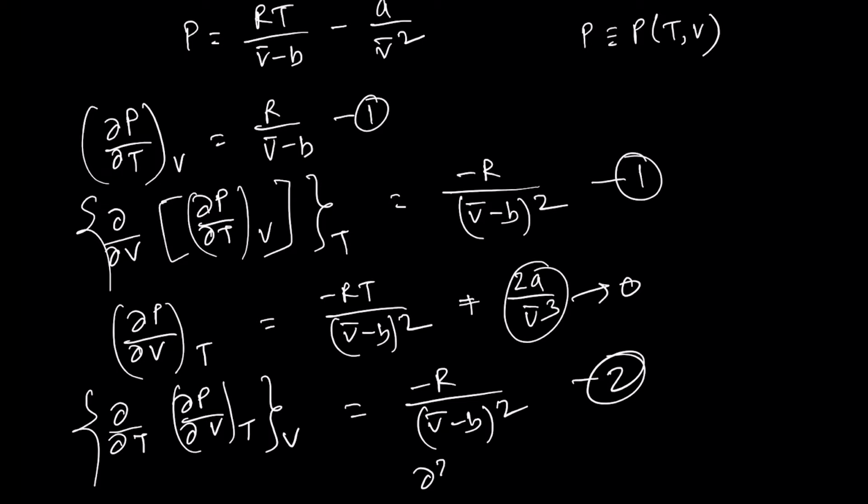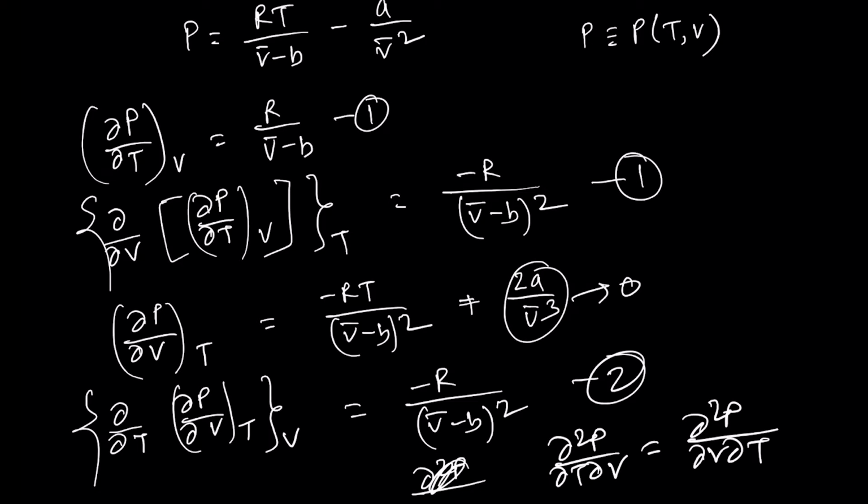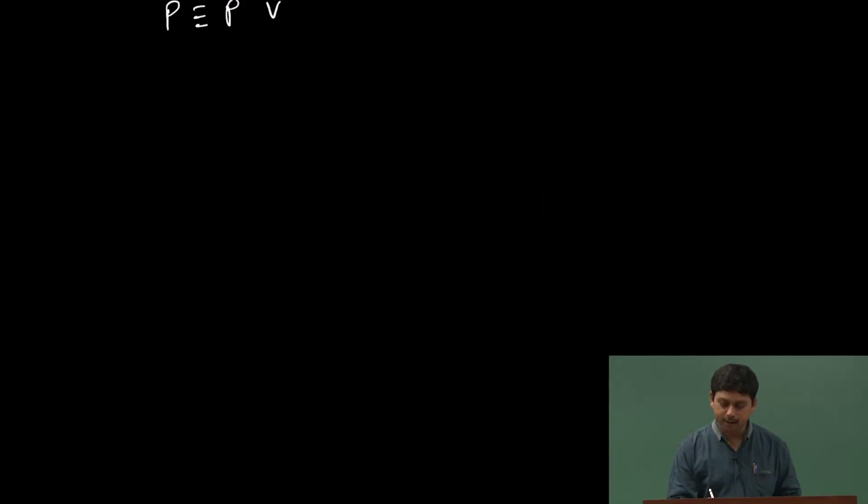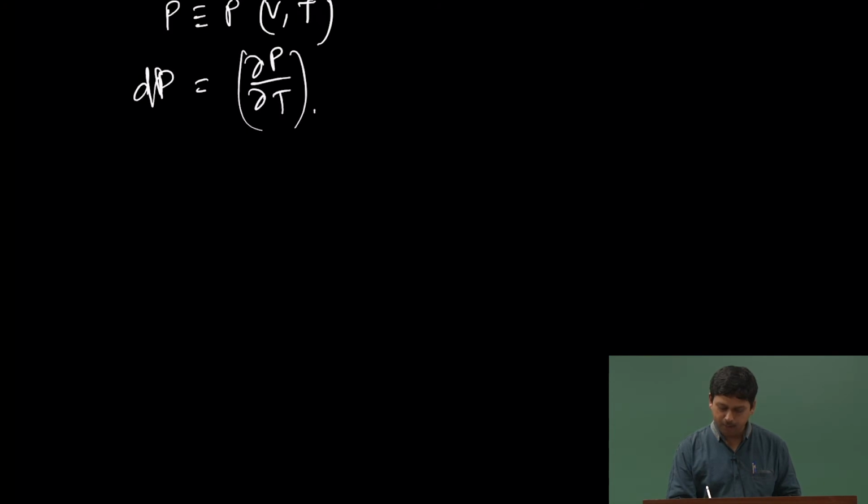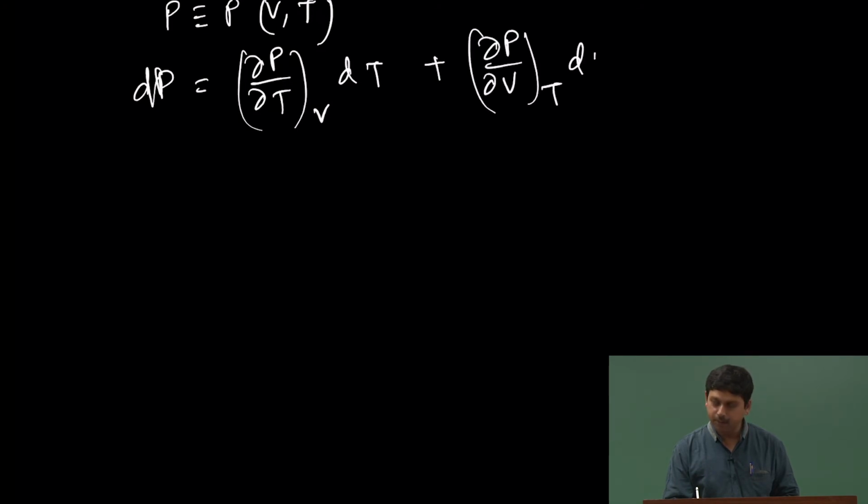Yeah. So, now we can say that d2P by dT dV is equal to d2P by dV dT, which means P is an exact differential for the van der Waals gas that we have discussed. Since P is a function of V and T, we can write dP as del P del T at V dT plus del P del V at T dV, right.